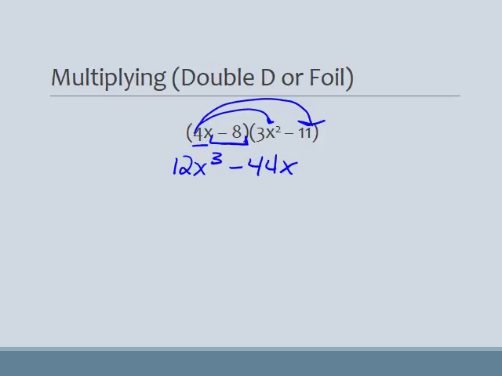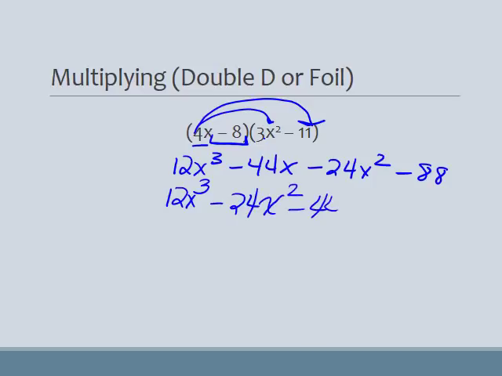Now I'm going to distribute a negative 8. Negative 8 times 3x squared is negative 24x squared. Negative 8 times negative 11 is negative 88. If I combine my like terms, I can see that there's none to combine, but I need to rearrange to put it in standard form, so my exponents are in decreasing order. So it's 12x cubed minus 24x squared minus 44x minus 88.